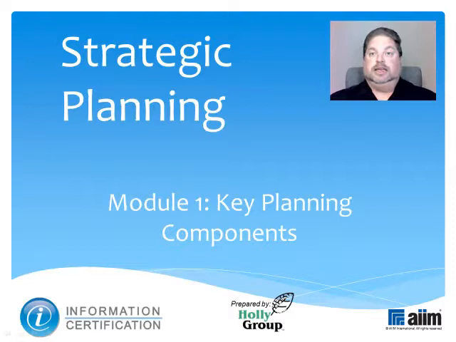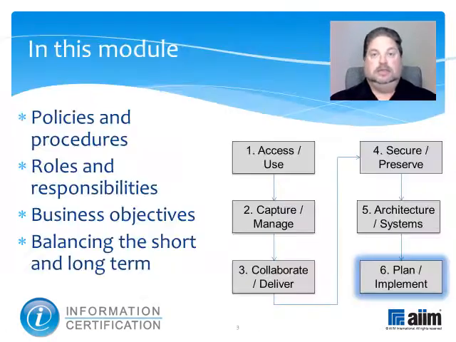Today's subject is strategic planning, a key part of this special certification which AIM created to support you as you solve your organization's existing information-related problems and plan for its future. For 60 years, AIM has been the leading nonprofit association helping users understand how to best manage documents, content, records, and business processes. This module is part of the Plan and Implement Knowledge domain, one of 6 within the certification program. In it, we'll review the key elements of information management strategic planning, including policies and procedures, roles and responsibilities, business objectives, and balancing the short and long term.